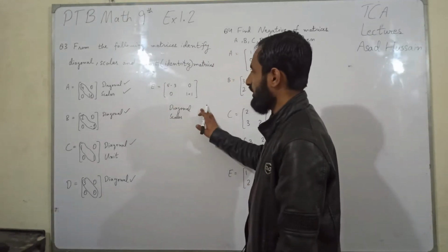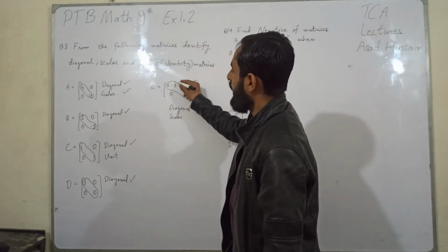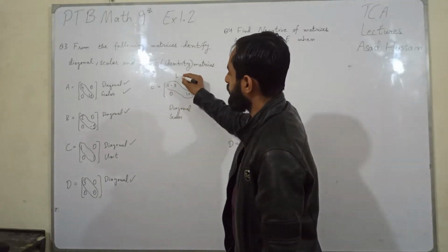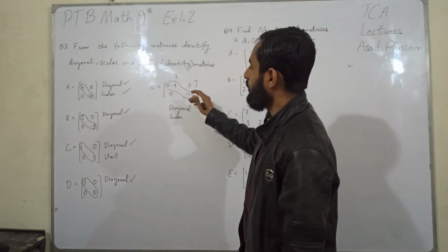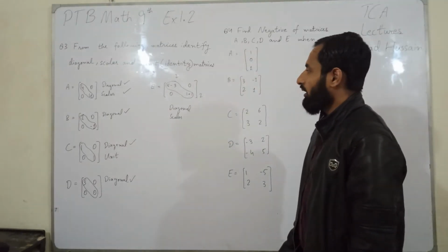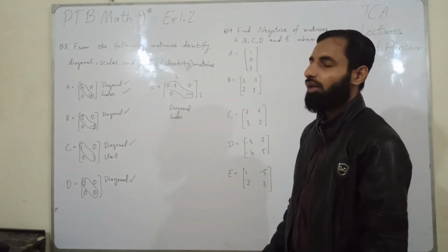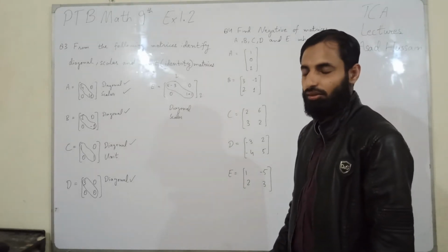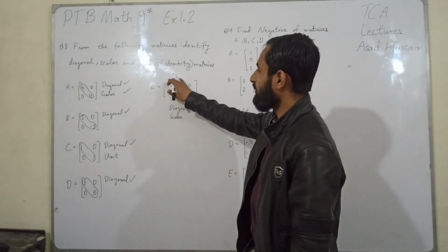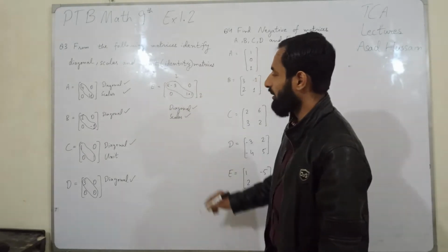Moving on to matrix E. In matrix E, the elements on the diagonal are 5 minus 3 and 1 plus 1. 5 minus 3 is equal to 2, 1 plus 1 is equal to 2. So all the elements on the diagonal are same as in scalar matrix. If all the other elements are zeros, then it is a diagonal matrix, and as we can see the elements on diagonal are same, so it is also a scalar matrix.